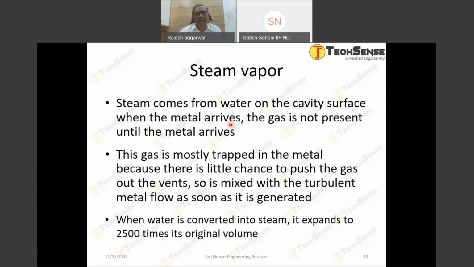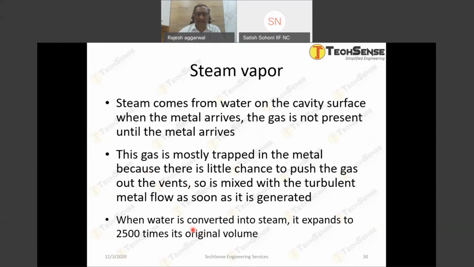Steam vapor. Steam comes from the water on the cavity surface when the metal arrives. The gas is not present until the metal arrives. What we talked about earlier, the air present inside the cavity, that is the air. That is slightly different from the gas being generated by the vapor. This gas is mostly trapped in the metal because there is little chance to push the gas out of the vents. So it is mixed with the turbulent metal flow as soon as it is generated.